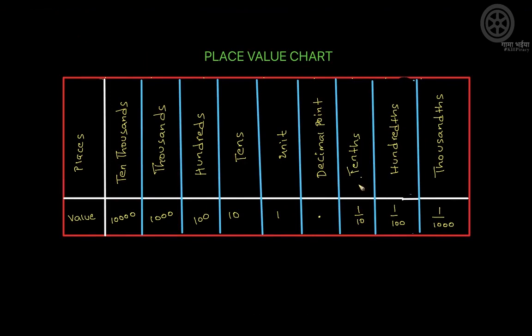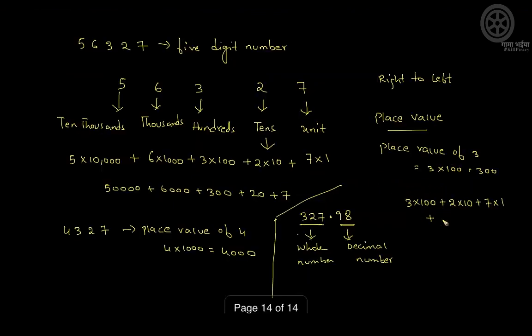After decimal, what does it say? 1/10, 1/100, right? After decimal point, we need to go from left to right. Before decimal point, first you will get the unit digit, tens, hundreds. But after decimal point, it is reverse: tenths, hundredths, thousandths. So we should not confuse this, right?